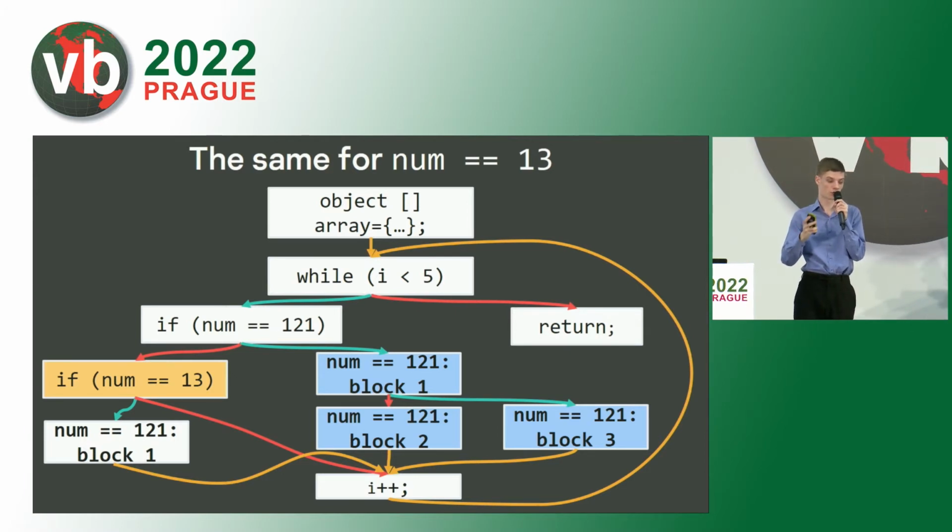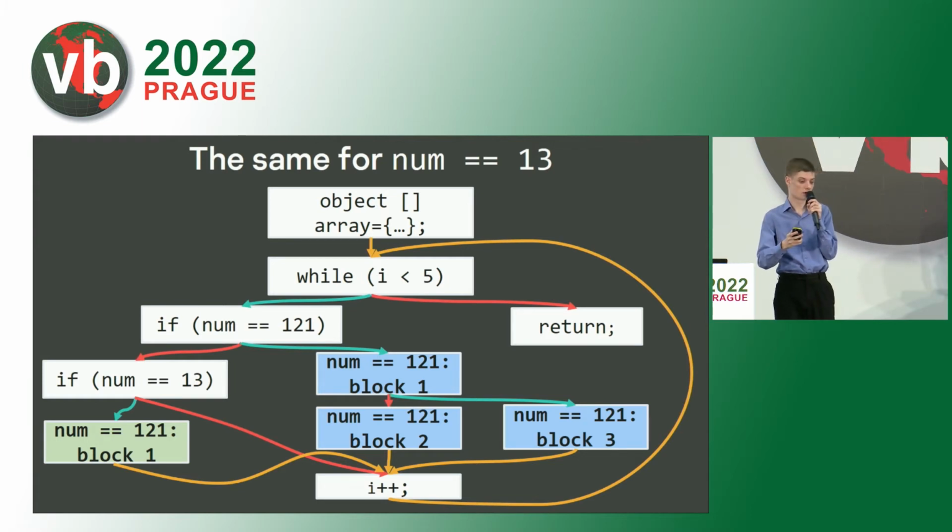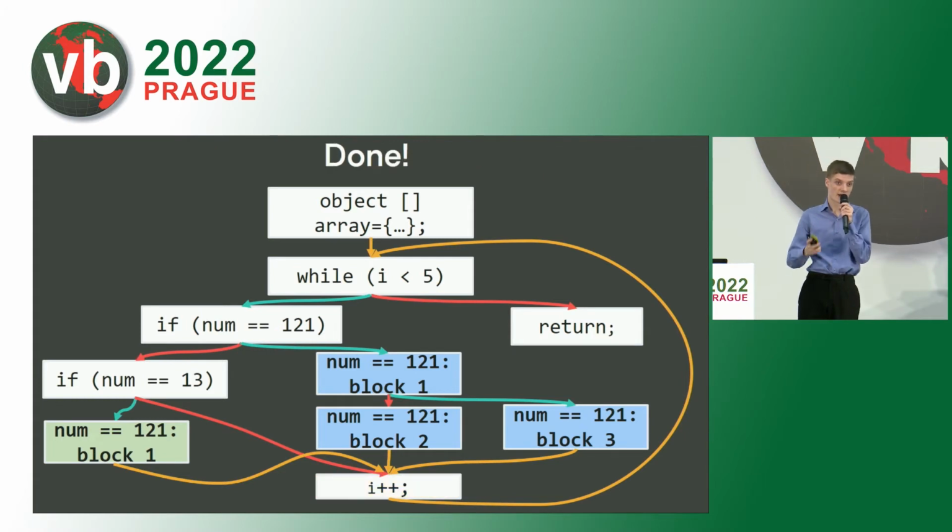Now we have finished exploring the num equals 121 branch, but we have another if condition here, num equals 13. Let's again follow the steps that we've done before. We go to the true branch, encounter a block, and mark it. Now the color is green. Green means 13. Then we go to the orange arrow, again I++, again a dead end. And as you can see here, we have successfully assigned a color and execution order number to each of the blocks with bold text.